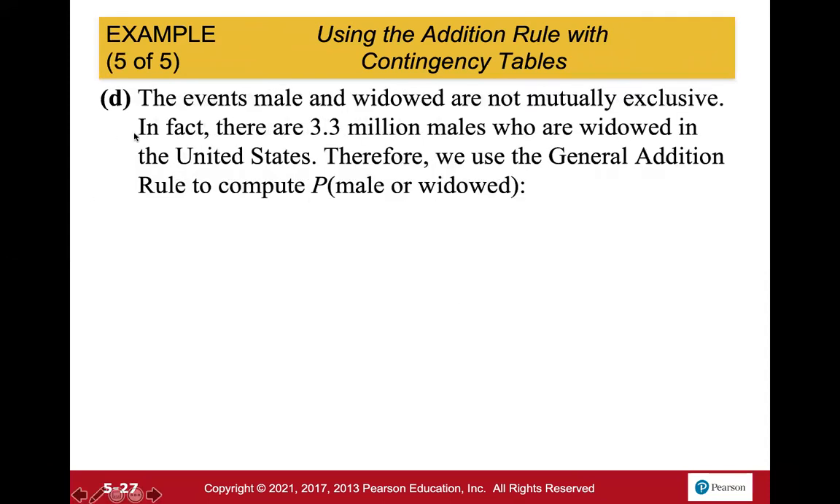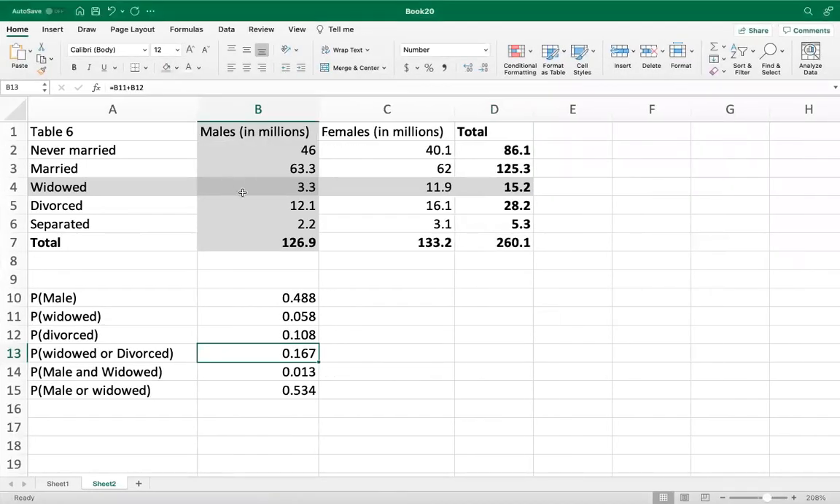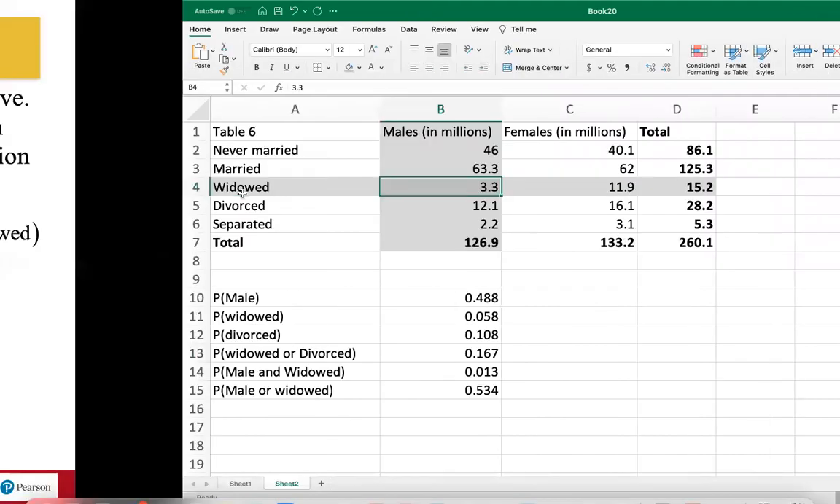And now this one, the events male and widowed are not mutually exclusive. In fact, there are 3.3 million males who are widowed in the US. So therefore, we use the general addition rule to compute the probability of male or widowed. It would be the probability of male plus the probability of widowed minus the probability of male and widowed. And if we look at that chart, it ended up overflowing right here.